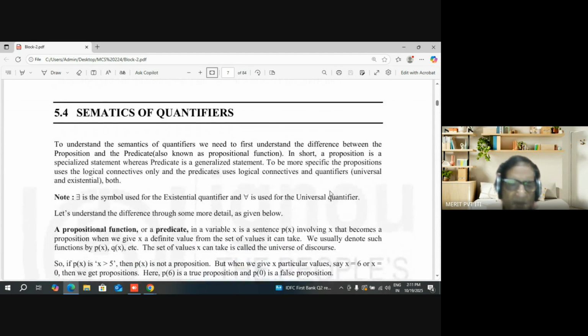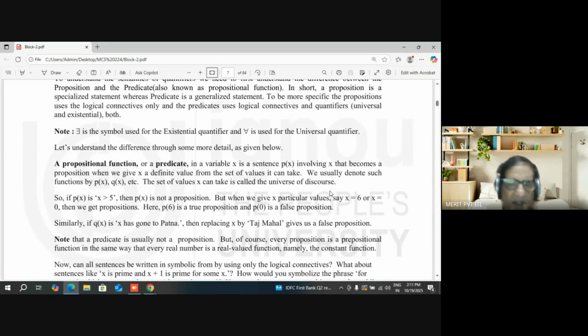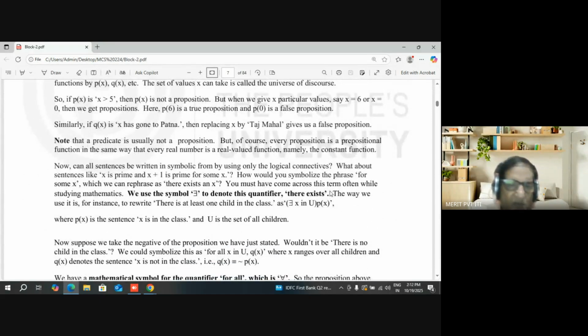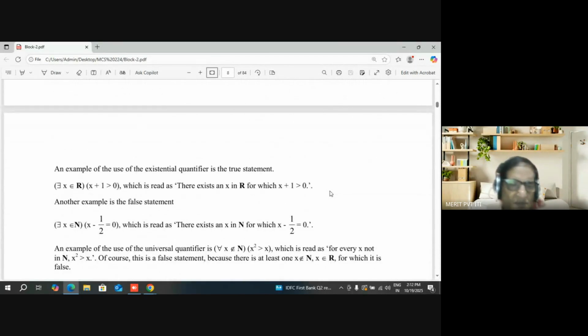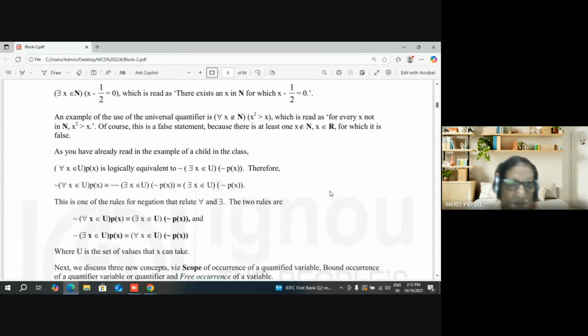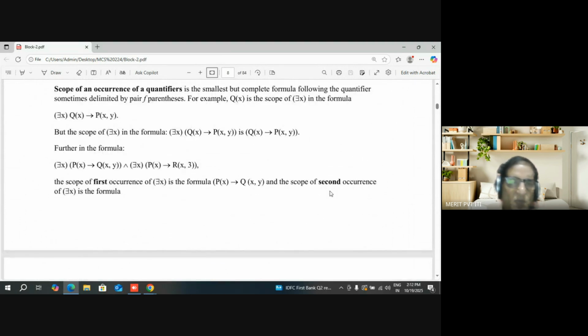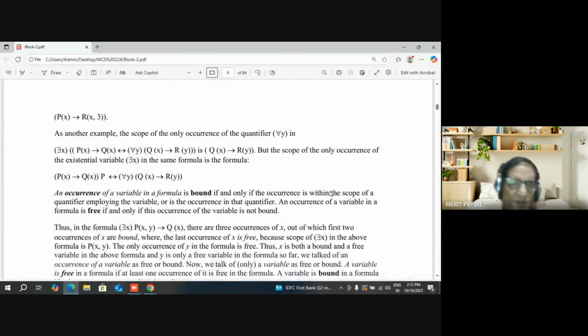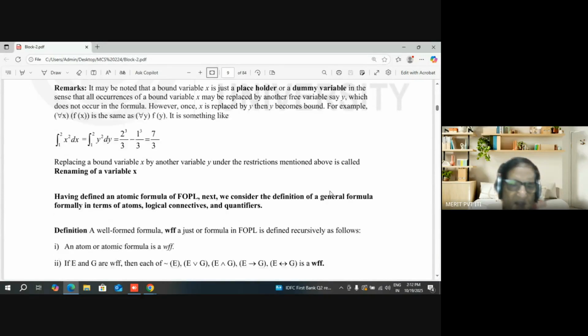Semantics and quantifier: a proposition function or predicate in a variable x is a sentence P(x) involving x that becomes a proposition when we give x a definite value. So on. All these are simple examples. If you just go through that, you will find it's very clear. These are clear examples of the scope of occurrence of a quantifier. ऐसे ही उसका वेल फॉर्म फार्मूला बनाने आते हैं, that the questions are asked.